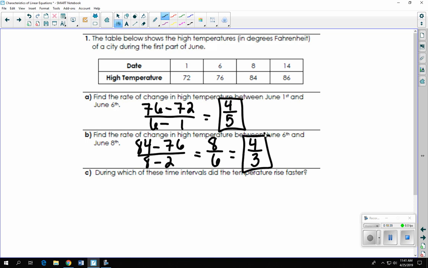And last but not least, it says, during which of these time intervals did the temperature rise the fastest? So we're looking at A and B. 4/3 is my higher number, so from June 6th to June 8th is my highest interval.